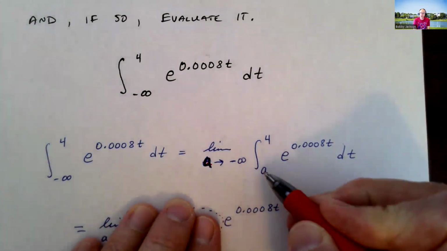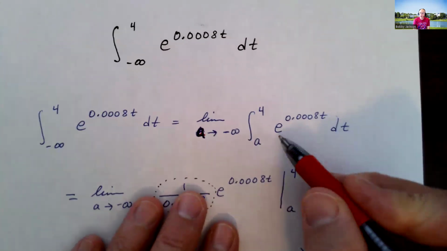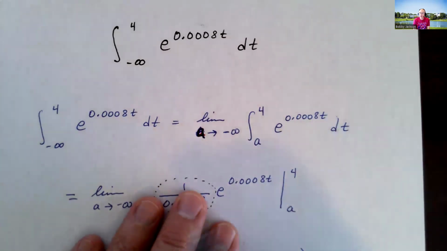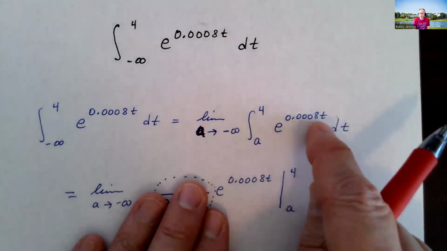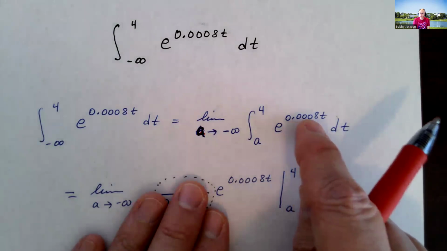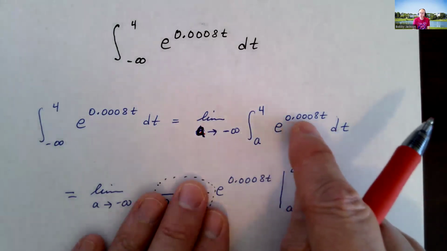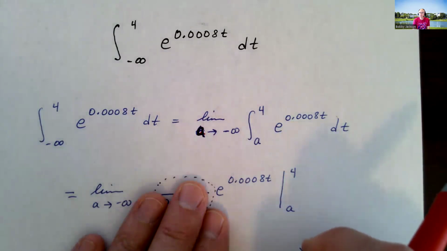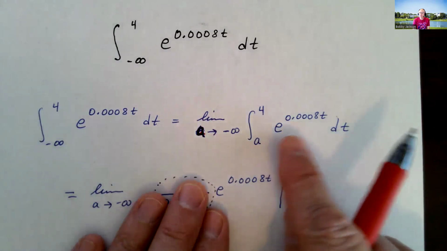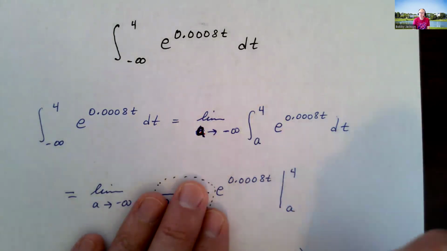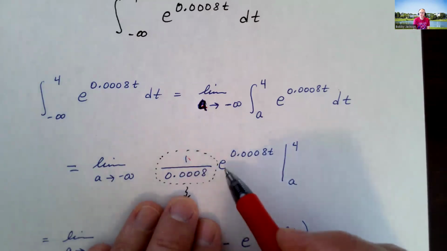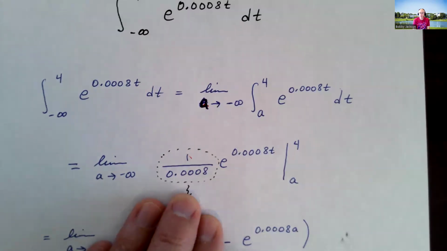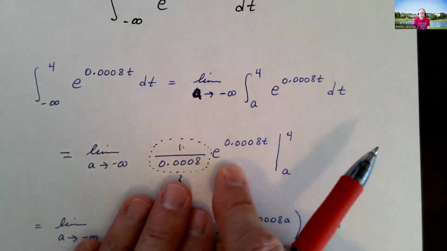So the limit as a goes to negative infinity of the integral from a to 4 of e to the 0.0008t dt. So what is the antiderivative of e to the 0.0008t? Well, it's just a simple u substitution, right? If I let u be the exponent, then du is 0.0008 dt, so 1 over 0.0008 du is equal to dt. So we'll have this 1 over 0.0008 factor in front of the e to that power. So there's the antiderivative with a little u substitution.